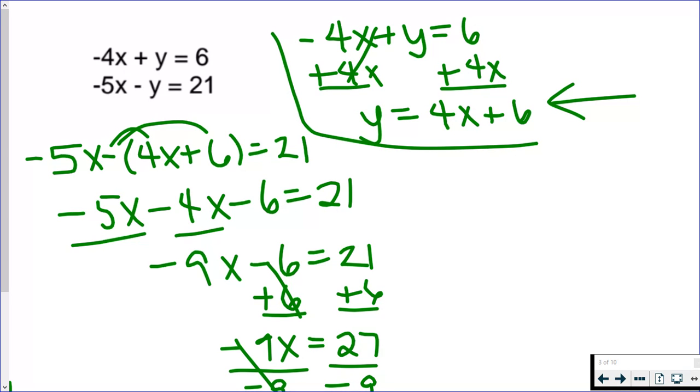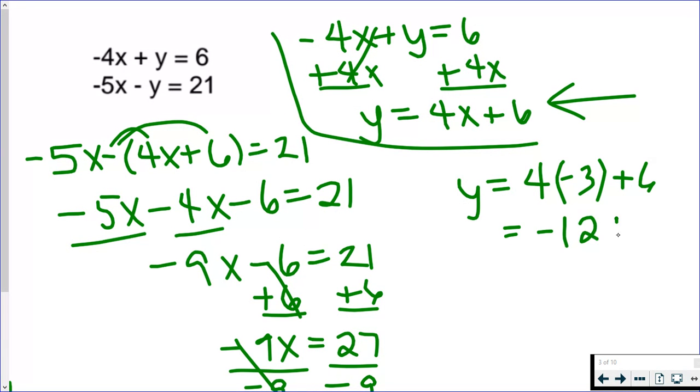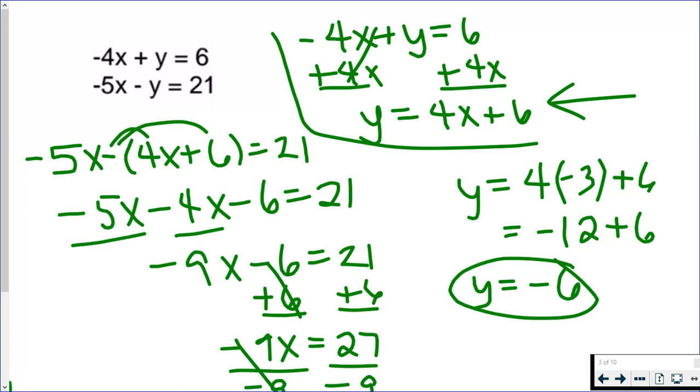And since y is already by itself, it'll be pretty easy to replace x with negative 3 and figure out my y value. So we get that y equals negative 6. Our x value is negative 3, so you could leave those separate when you write your answer.